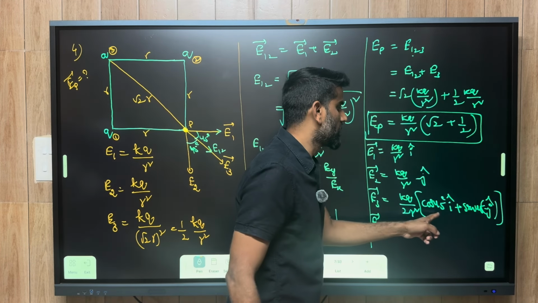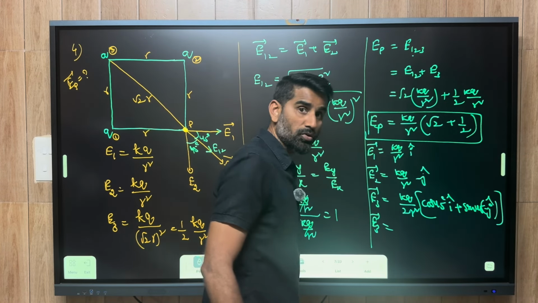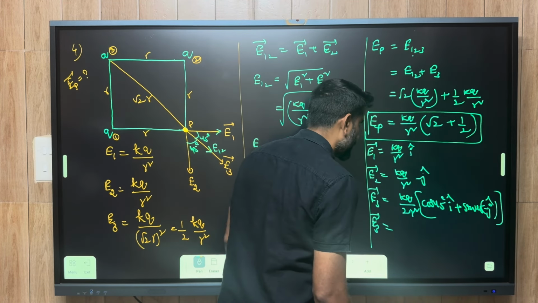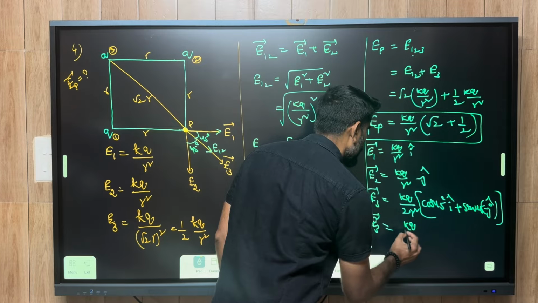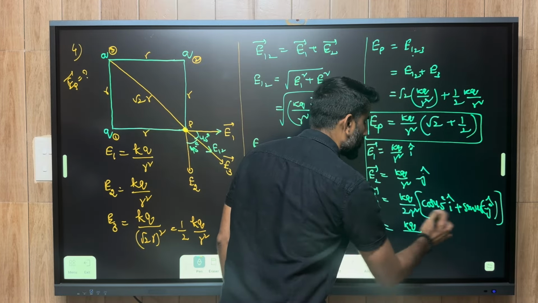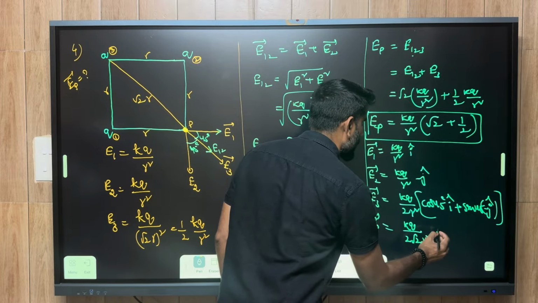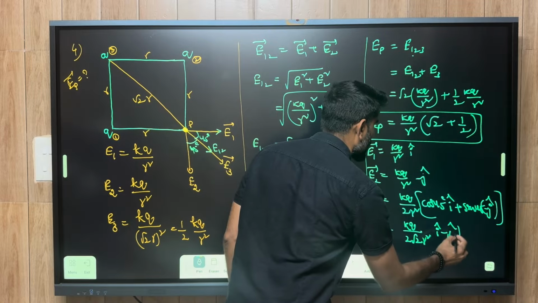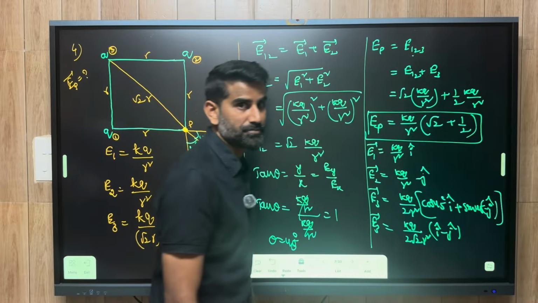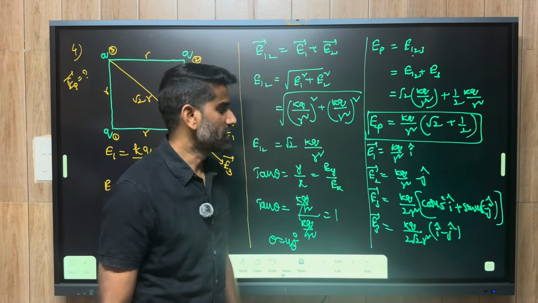So E3 I am writing it again. cos 45 is 1 by root 2, so kq by 2 root 2 r square, i cap minus j cap.